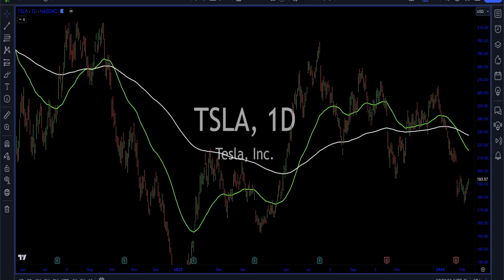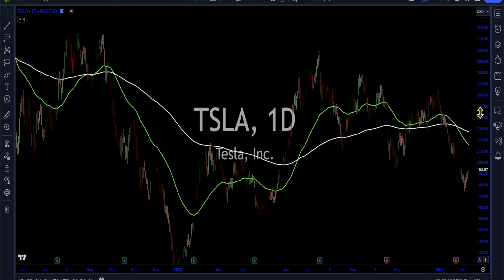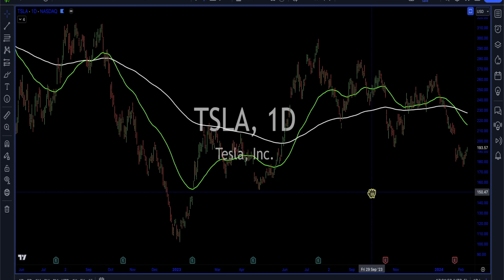In your trading journey. In front of us we have Tesla, and what I want to show you guys today is the difference between the 50-day moving average and the 200-day moving average. Which one works better? Which one should you be using? And why should you be using it? So let's get going on this. I want to show you something.